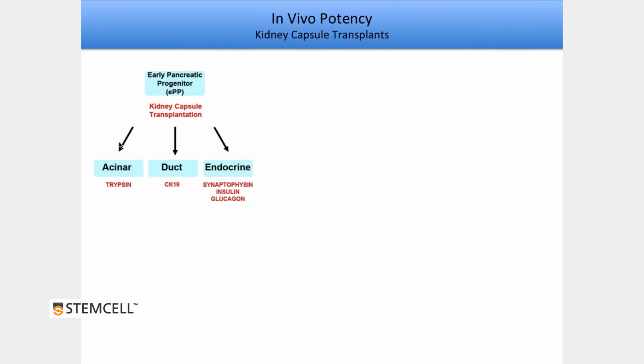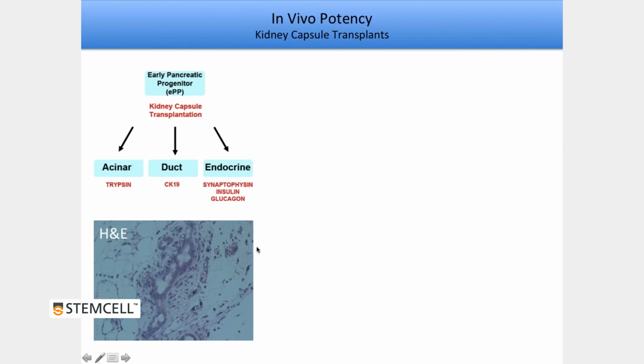I left them around 3 months, and then at the end of this time I took out the kidneys, cryosectioned them, and then stained for trypsin, which is a marker of the acinar or exocrine lineage, cytokeratin 19, which marks duct cells, and then synaptophysin, which marks cells that have entered the endocrine lineage. And then I also stained specifically for insulin and glucagon.